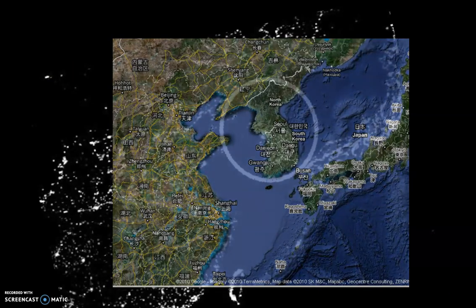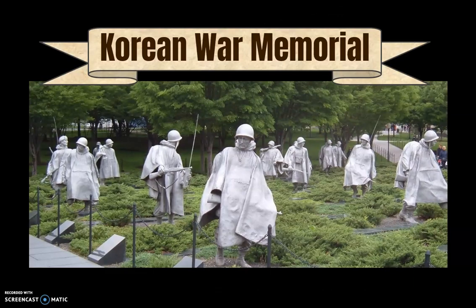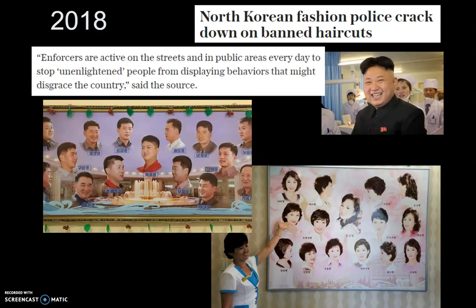Here's a satellite view of Korea. And here's the Korean War Memorial. If you went to DC with us at any point, then you saw this. It's really cool. Rain slickers, lots of rain there. Oh, here's this really cool thing. If you live in Korea, these are your options for haircuts. I think about 2% of the people at our school would fall into one of these categories. Everyone else would be in trouble for violating the standards.